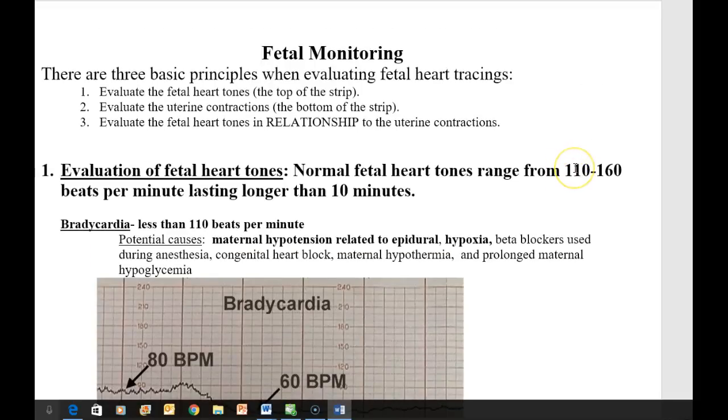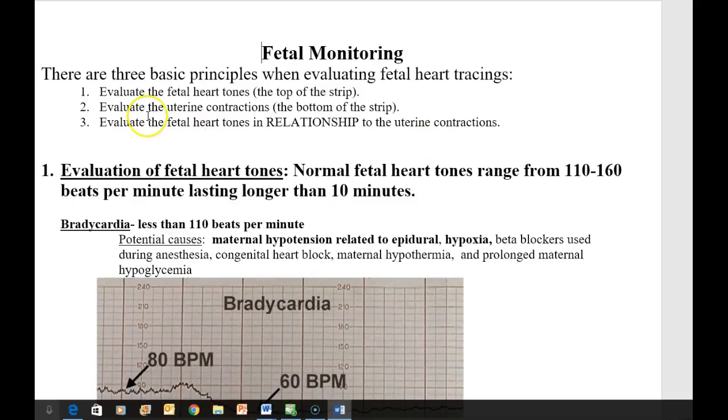Hey guys, it's Dr. BT, and I want to talk to you about fetal monitoring. There's going to be some information that you're going to have to know about fetal monitoring for my test and for the NCLEX. So we are going to review the essential information that you need to know about fetal monitoring.